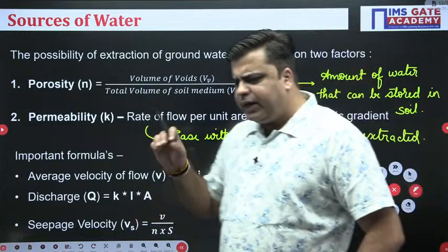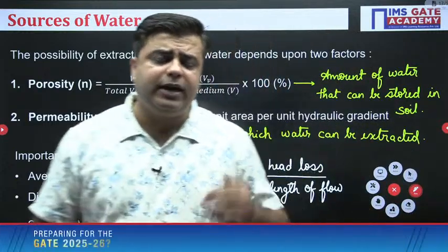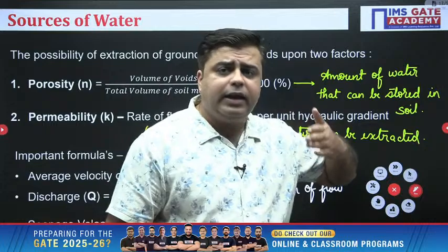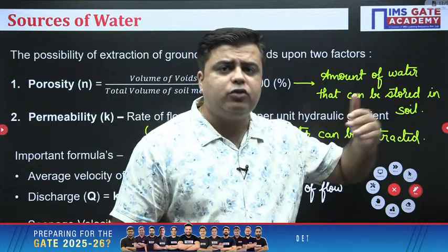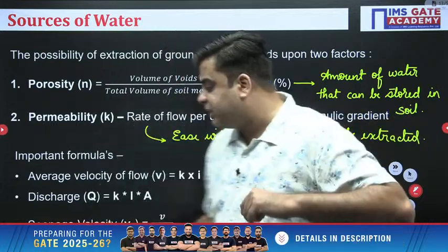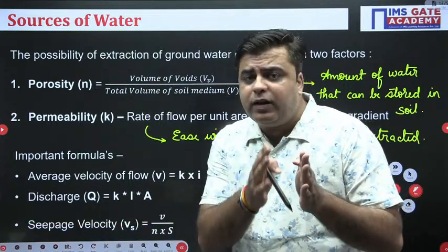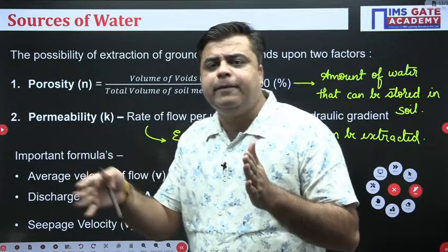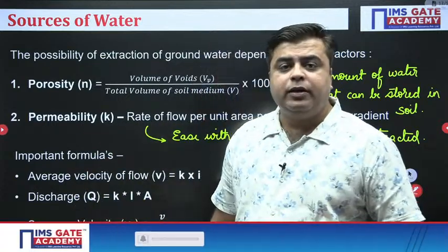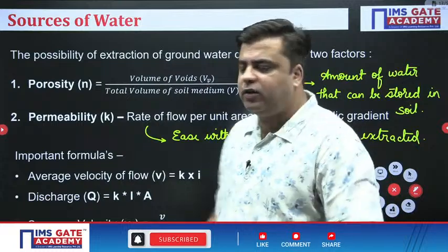So if a question comes in the exam asking in how much time an inert tracer can reach from one end to the other, you will use the seepage velocity. If you need to find out in how much time water will reach from point A to point B, again you will use seepage velocity, because seepage velocity is the actual velocity of flow.